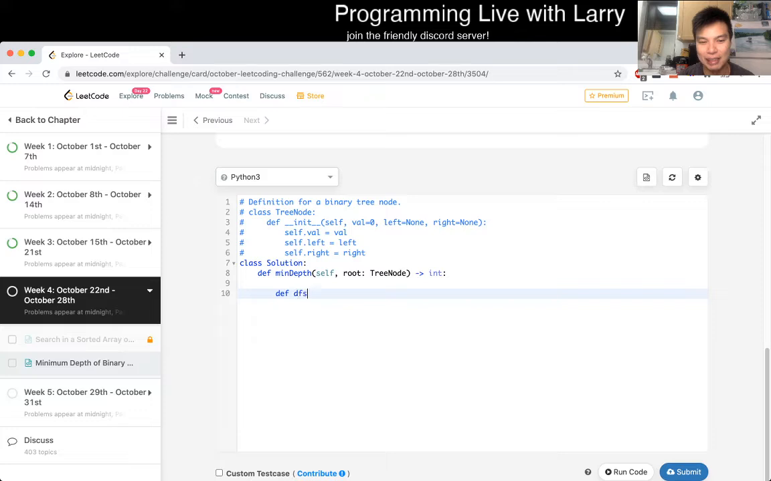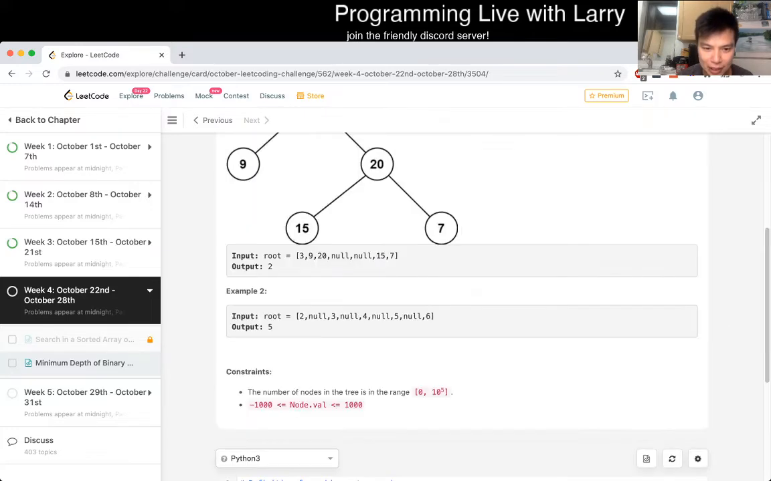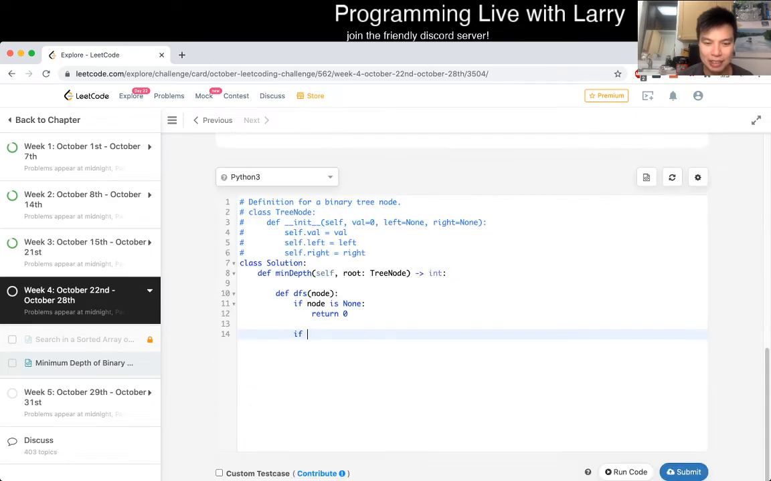So basically the thing with tree problems is two things, right? There's recurrence or recursion, and an invariant that is based on that recursion. So the thing to note is that if node is none, then we just return 0.